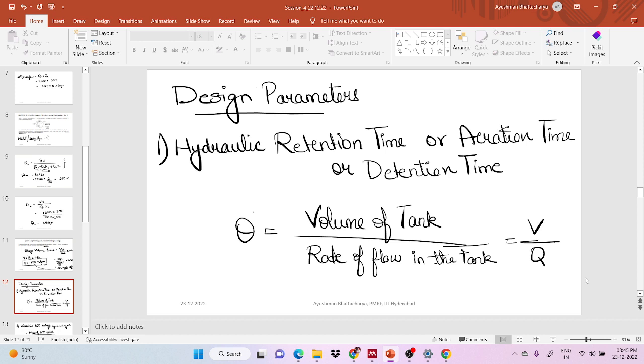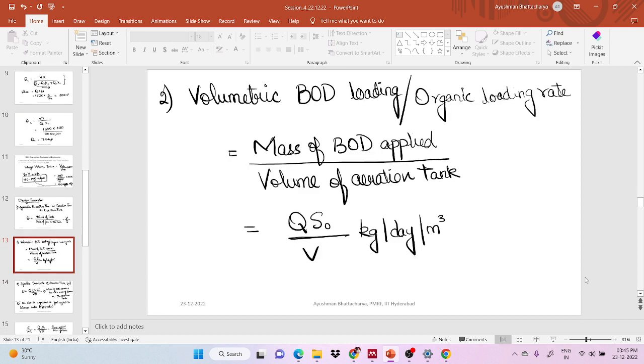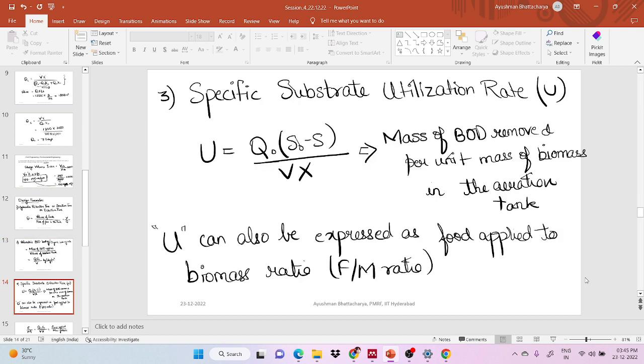Now coming to the design parameters, we first understood hydraulic retention time, aeration time, and detention time, which are all the same. The retention time is equal to the volume of the tank by the rate of flow into the tank, V by Q. Now volumetric BOD loading or organic loading rate, these two terms are the same and mean the mass of BOD applied per unit volume of the aeration tank. Now, the specific substrate utilization rate, we denote it with U.